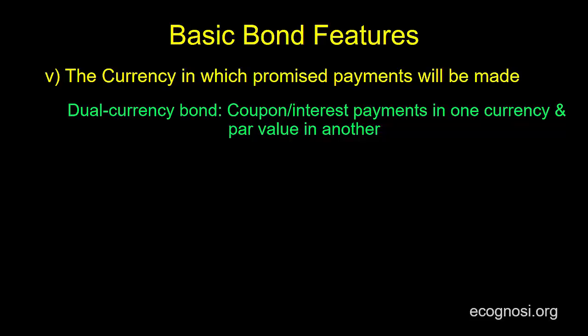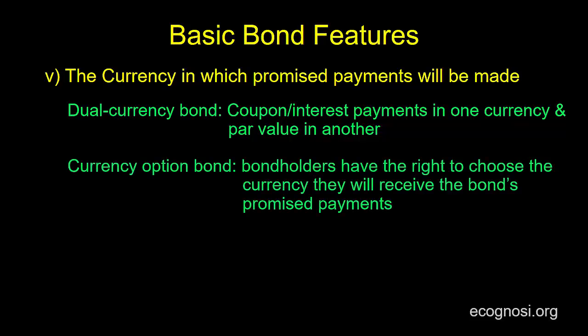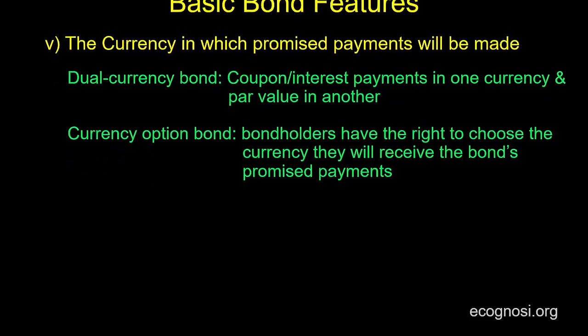Another type of bond is the currency option bond. This bond gives bondholders the right to choose the currency they will receive the bond's promised payments. Let's now conclude with the final slide.